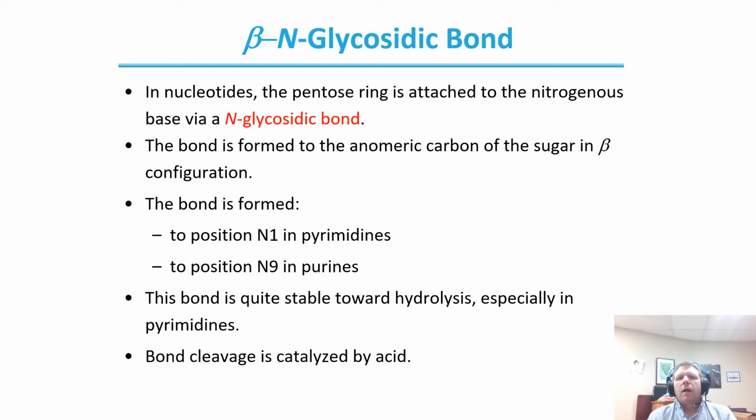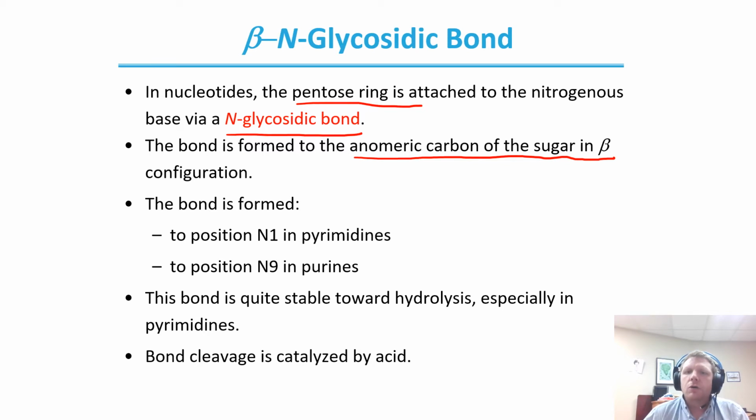Okay, so a beta N-glycosidic linkage or a beta N-glycosidic bond. This is an important bond because it's the bond that exists between the pentose ring and our nitrogenous base. I'll also refer to these as an N-glycosidic linkage, effectively the same thing. Now, the bond is formed to the anomeric carbon, that new chiral center that we found whenever we cyclized our sugar. This sugar is going to be in the beta configuration. Now, if you think about that compared to the alpha configuration, that would be a sterically hindered version of it.